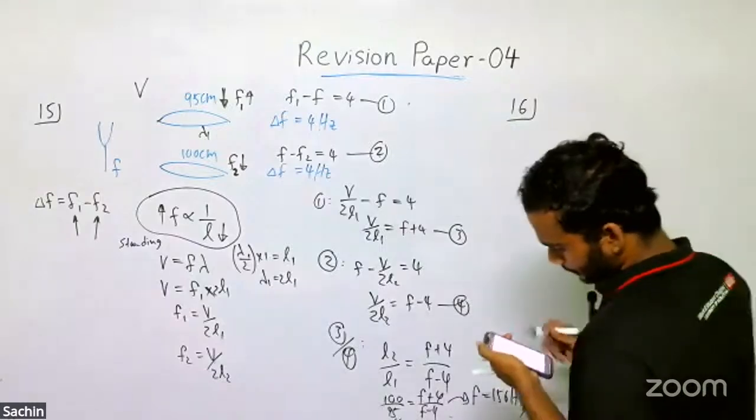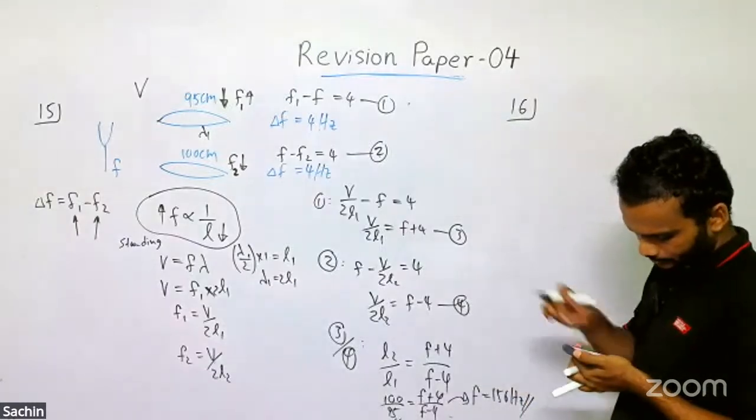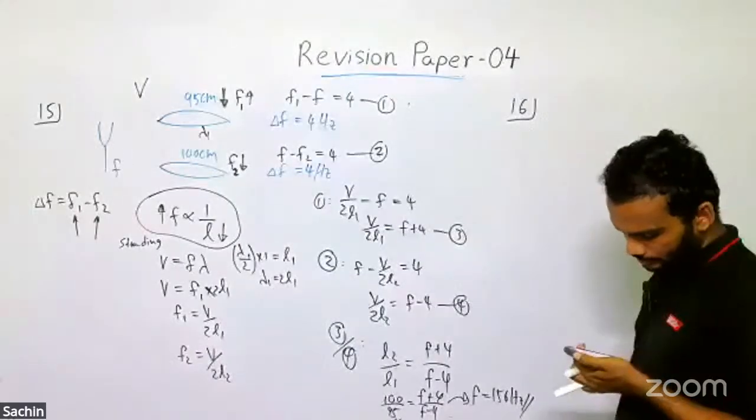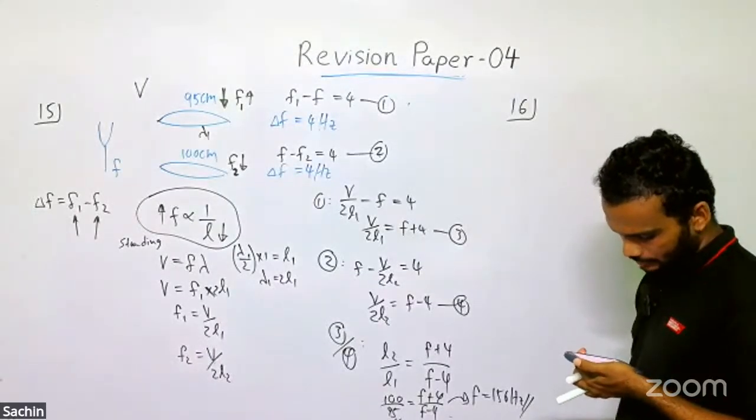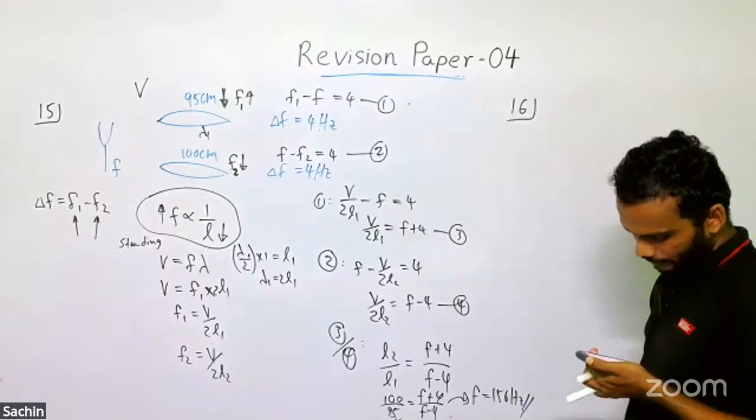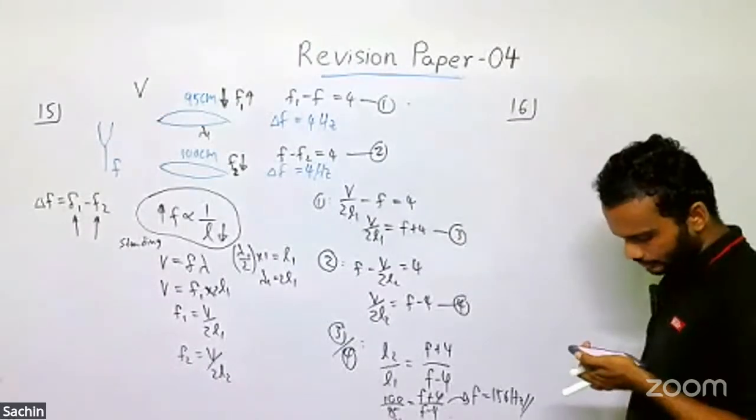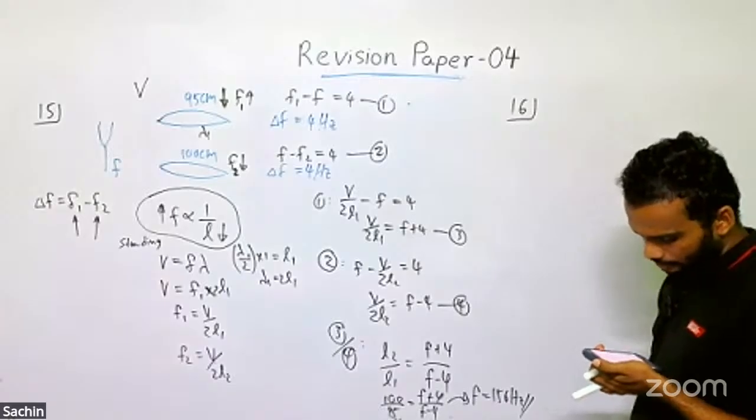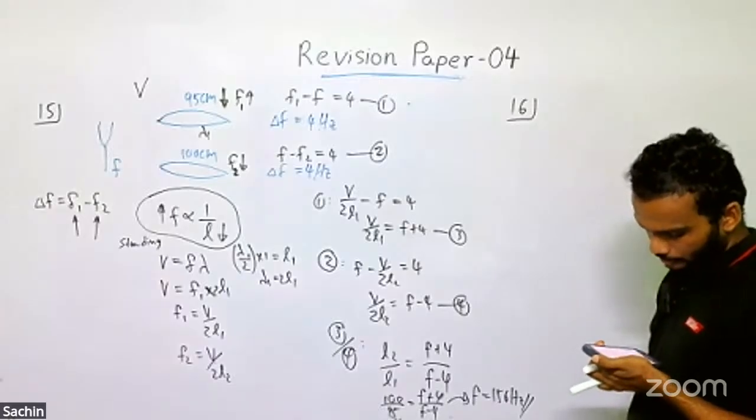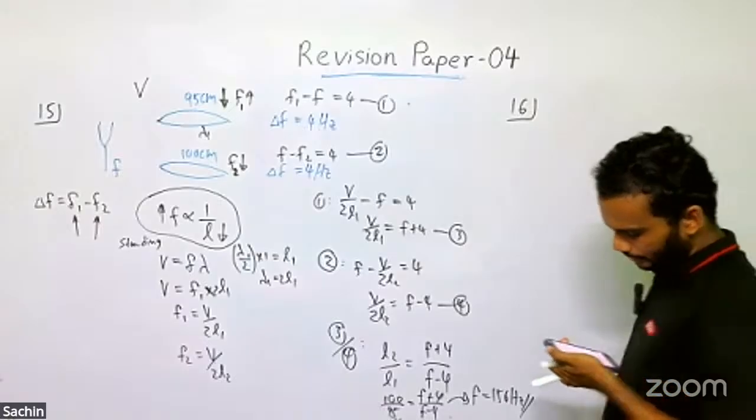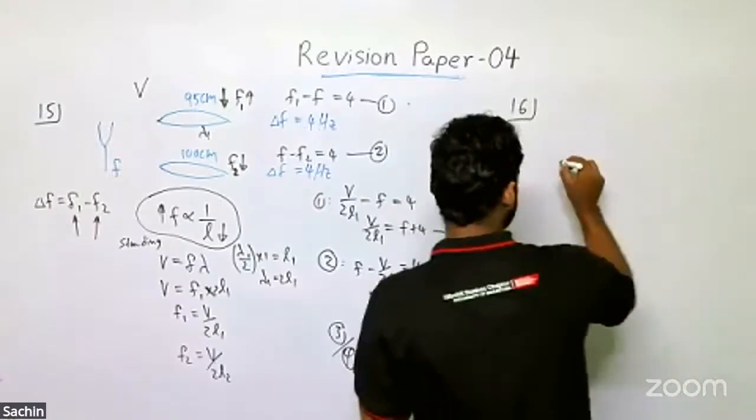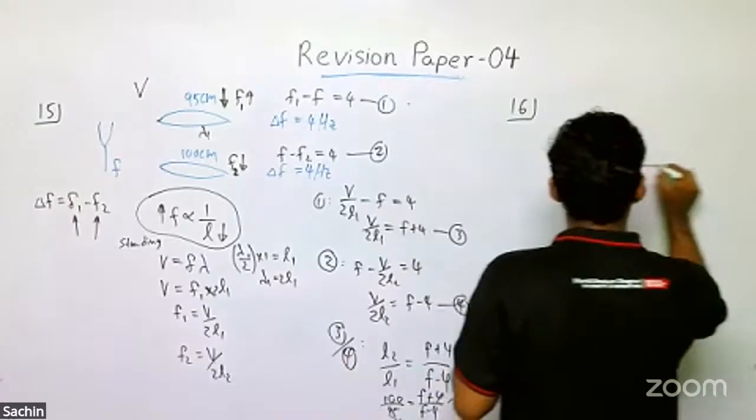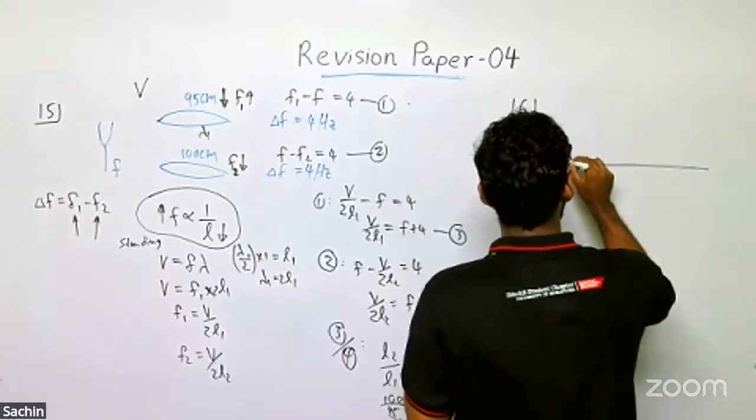Okay, 16th. An object of mass m is projected with an initial velocity v at an angle of inclination theta. The horizontal range is R. The angular momentum about the point of projection when the object is at the maximum height is. So there is a projected object.